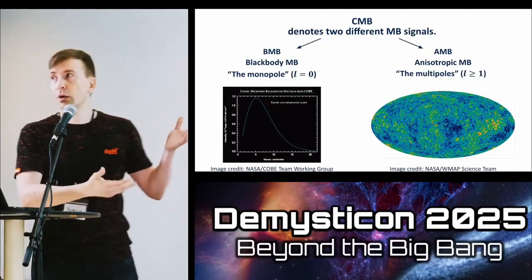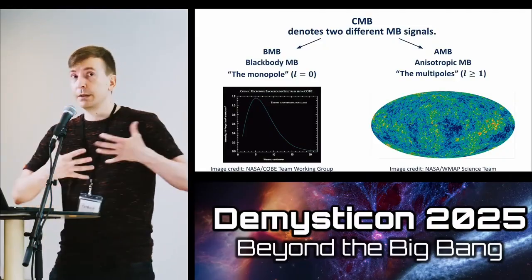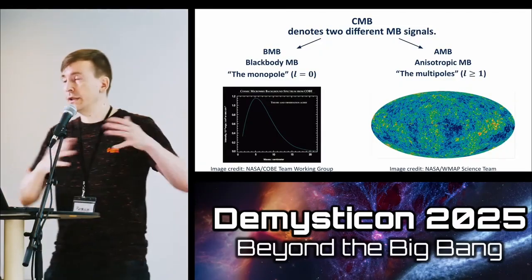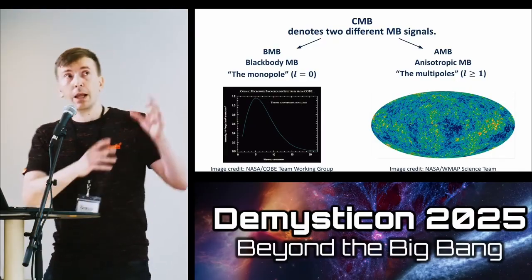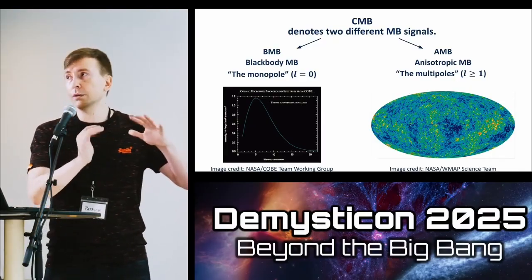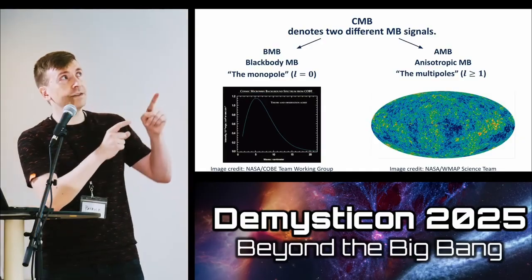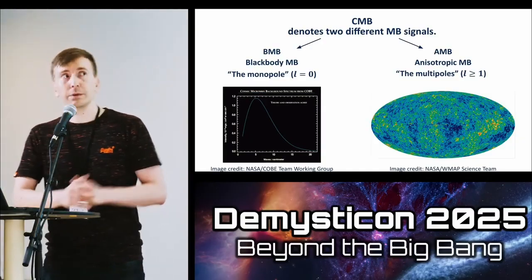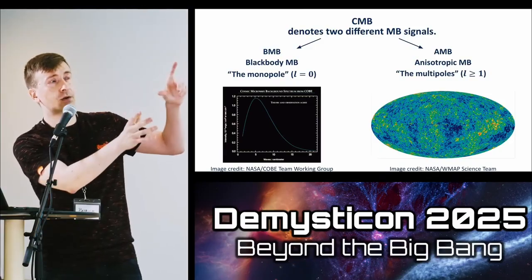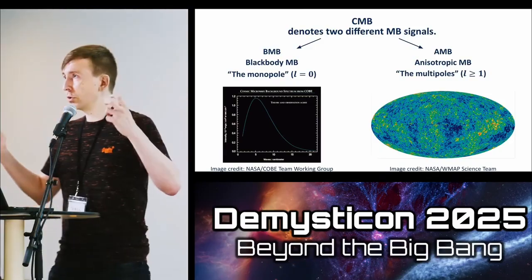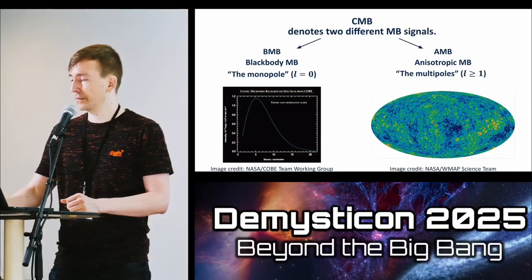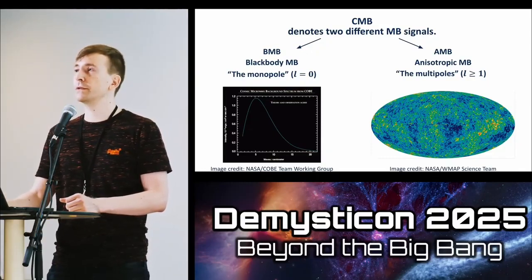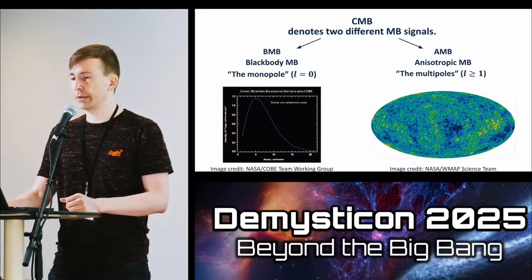This is what they also call the monopole in astrophysics. This is everything that has to do with this black body radiation. And then the fluctuations on this black body radiation, that's the AMB, the anisotropic microwave background, typically presented with these anisotropy maps. These are the multipoles that they very often talk about in terms of the CMB. Very important to make this distinction between BMB and AMB.